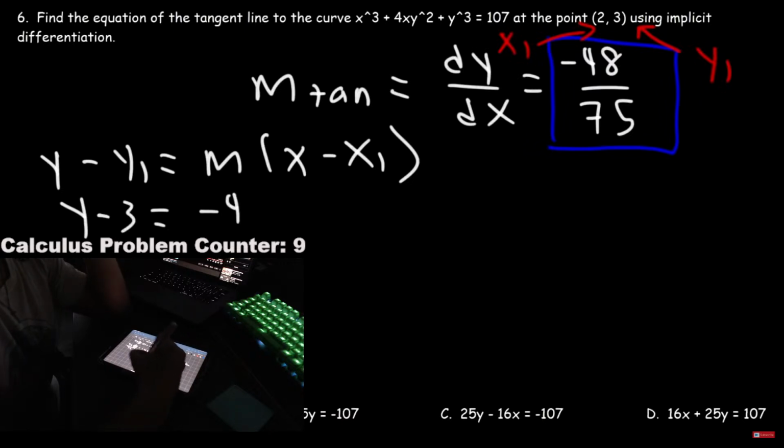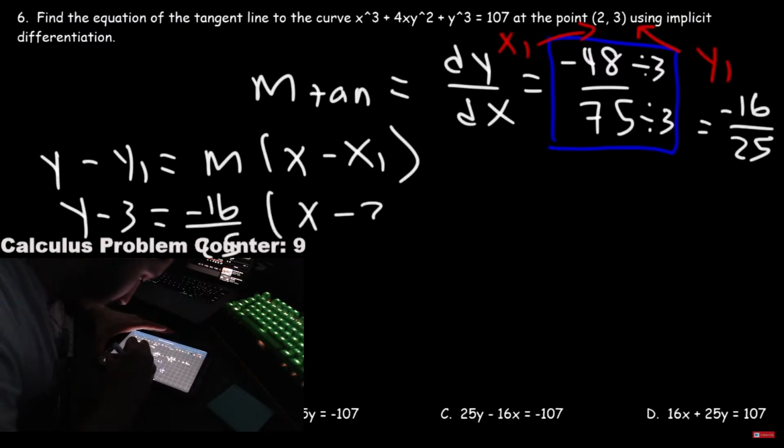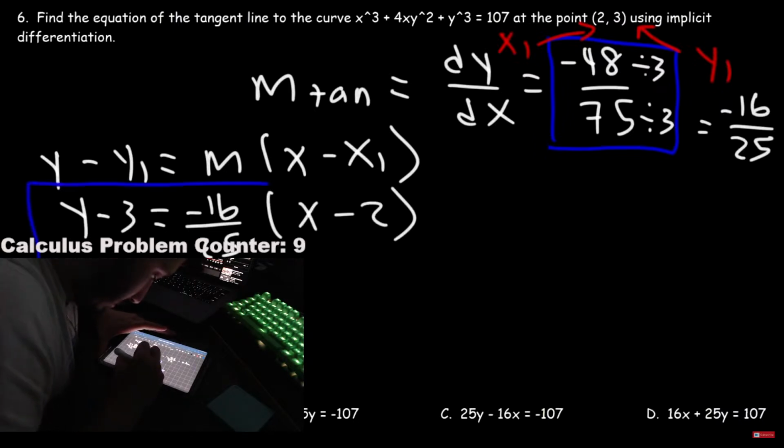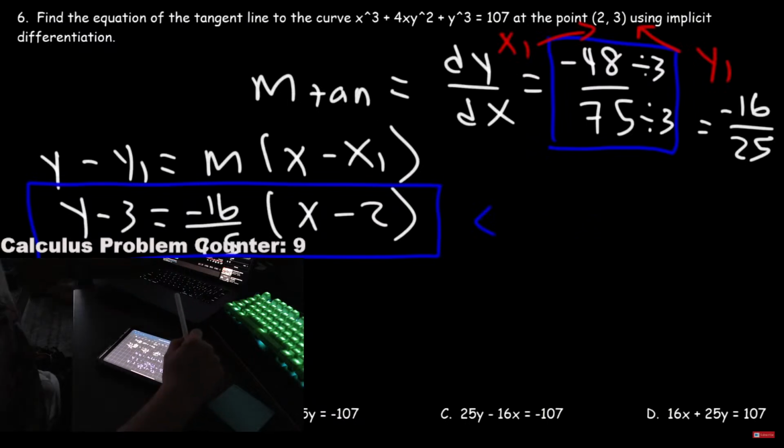But we can reduce that. Let's divide the top and the bottom by 3. So this is negative 16 over 25. So let's replace m with that. Now x1 is 2. So this is the equation of the tangent line in point slope form. So if this was a free response problem, you could leave your answer like this, and you'll be done with it. But this is a multiple choice problem.